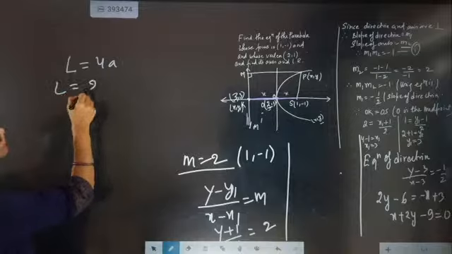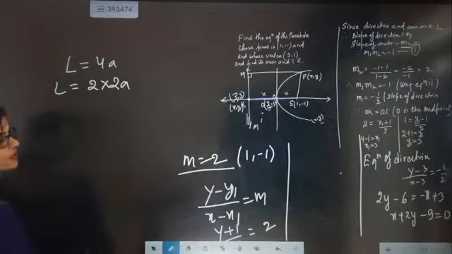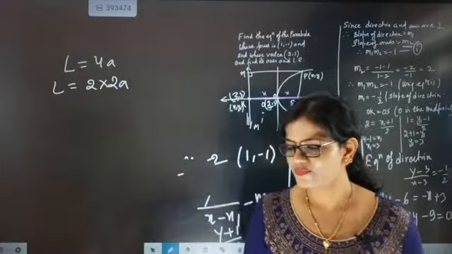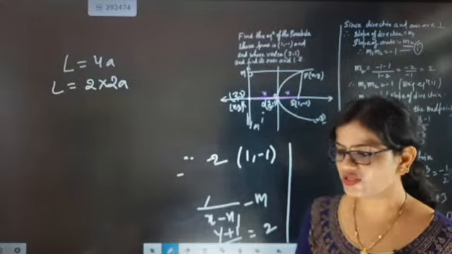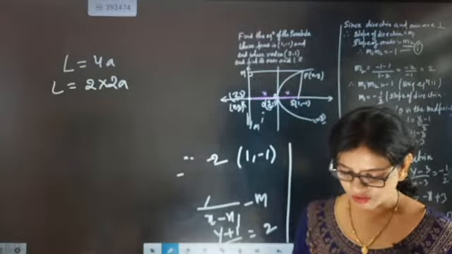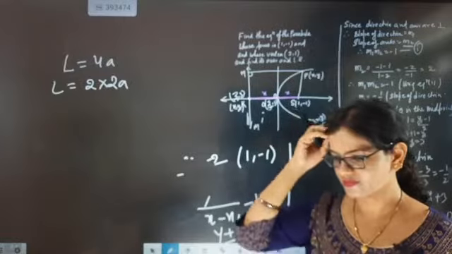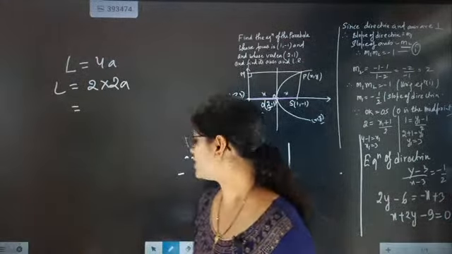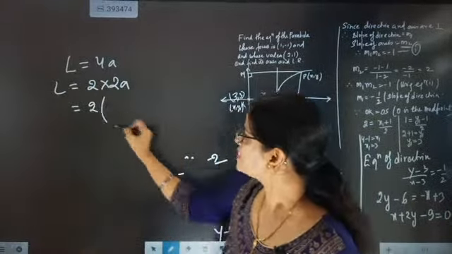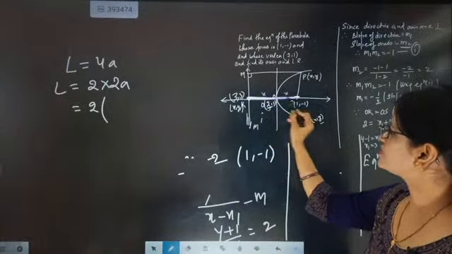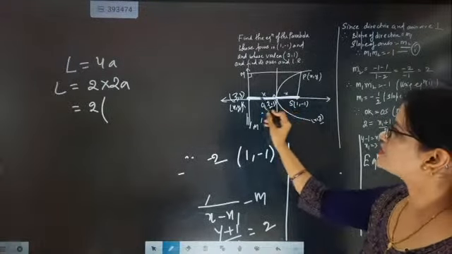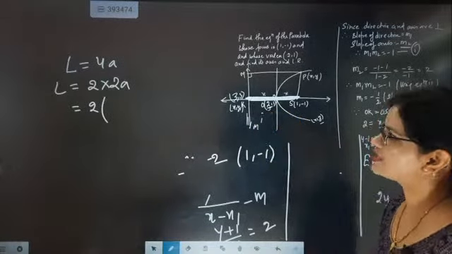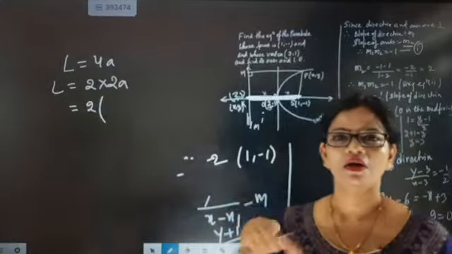4a. So it is going to come as 2 into 2a. So the latus rectum is coming as 2 into 2a. So what is this 2a about? We will leave this 2a, but this distance is coming as a and this distance is coming as a. So the total distance is coming as 2a. So this is the length.